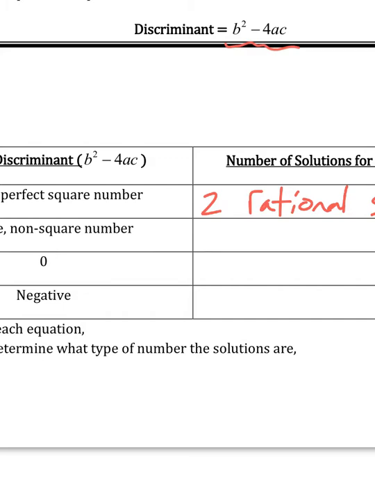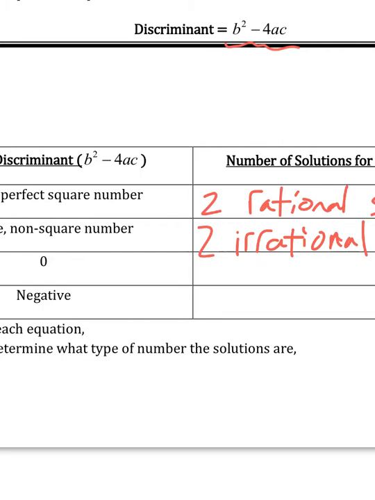And when it's a positive non-square number, like if that was a 14, a square root of 14, well, we'd still have 2 answers, but they would be irrational. The square root of 14, so this is 2 irrational solutions. So how many solutions? We have 2 of them, and they're irrational.